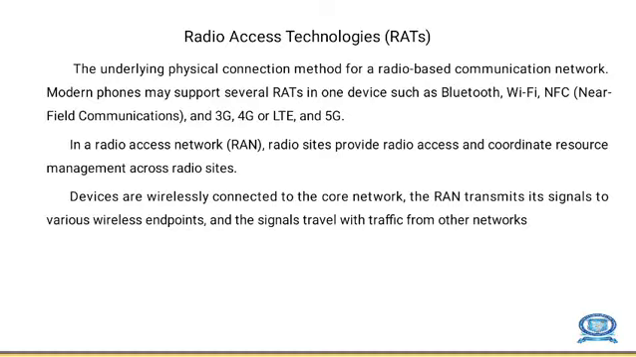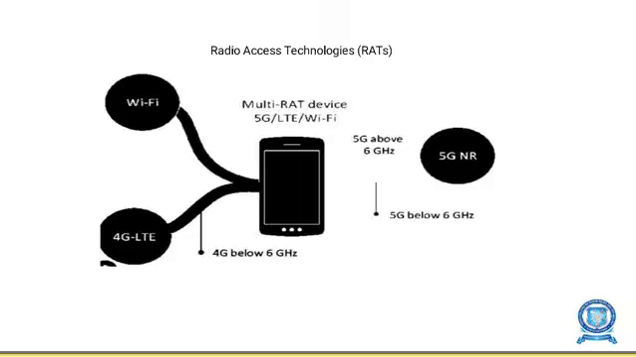Radio access, what is this radio access? Radio based communication network. Modern mobile phones may support several radio access technologies in one device, such as Bluetooth, Wi-Fi, near field communication, 3G, 4G, LTE, and 5G. In radio access network, radio sites provide radio access and coordinate resource management across radio sites. Devices are wirelessly connected to the core network. RAN transmits the signal to various wireless endpoints and the signal travels with the traffic from the other network.